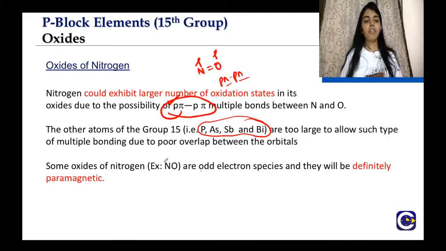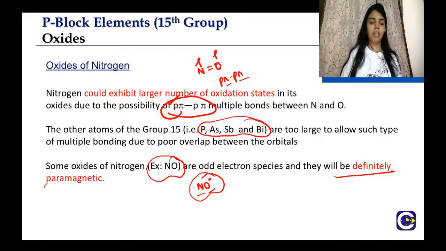Right. Now, some of the oxides of nitrogen, for example NO, if you see, it is an odd electron species. This is also very important, that which oxide of nitrogen is an odd electron species. NO is basically what? A radical, right? It is an odd electron species, so they are definitely paramagnetic.